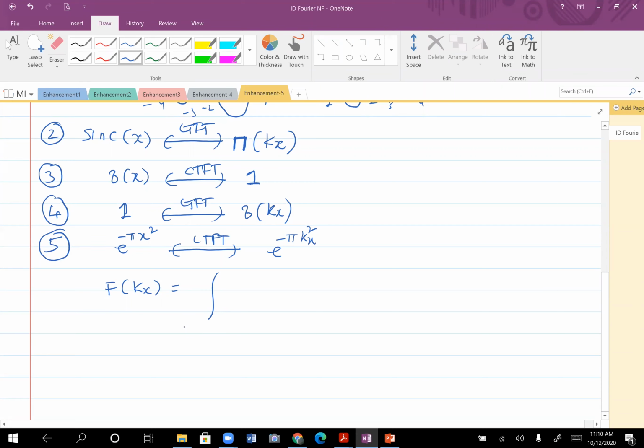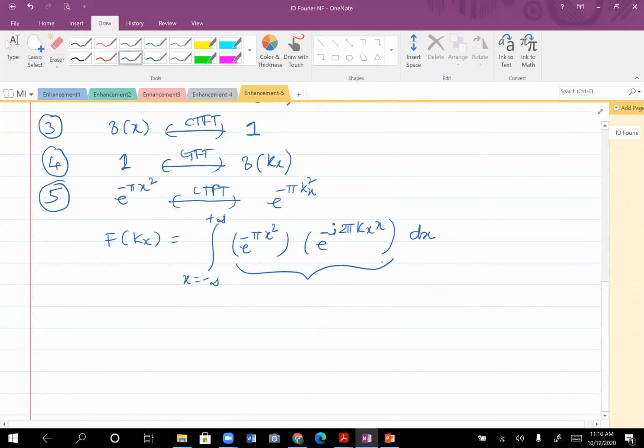The variable for us is x varying from minus infinity to plus infinity, e power minus pi x square multiplied with e power minus j 2 pi kx x, integrated with respect to the variable dx. So how could I write this out? e power minus pi, I can take pi out, so this becomes x square plus j 2 kx x, right, plus 2 times j kx into x. That's what it is going to be.